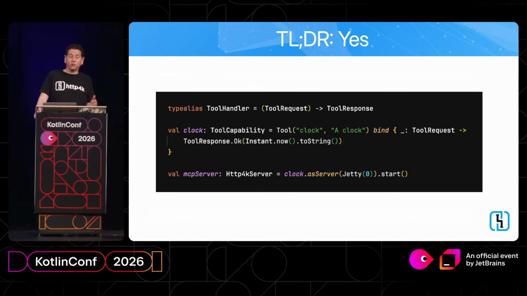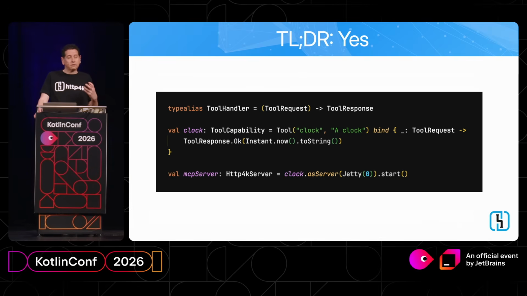If we go through it, you've got a tool handler, which is an MCP tool. That takes a tool request and returns a tool response, exactly the same as HTTP. We have a tool specification, which in this case just says clock and a clock. That's not very descriptive, but it doesn't really need to do anything else. That is our specification, and that is what gets advertised to the LLM as the tool definition.